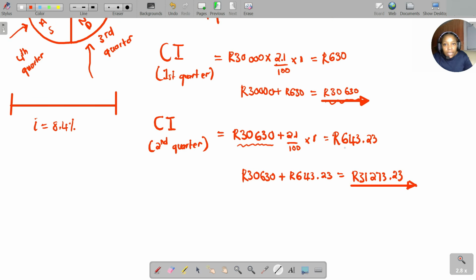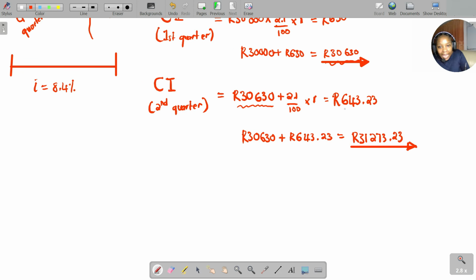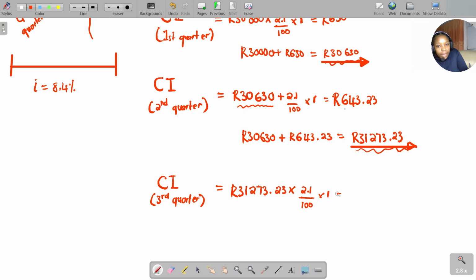Last one. What is the interest that will be added in the third quarter? So the compound interest that will be added in the third quarter, how do we get that? We are just going to take this accumulated amount of 31,273.23 multiplied by the interest rate of 2.1 over 100 multiplied by 1.